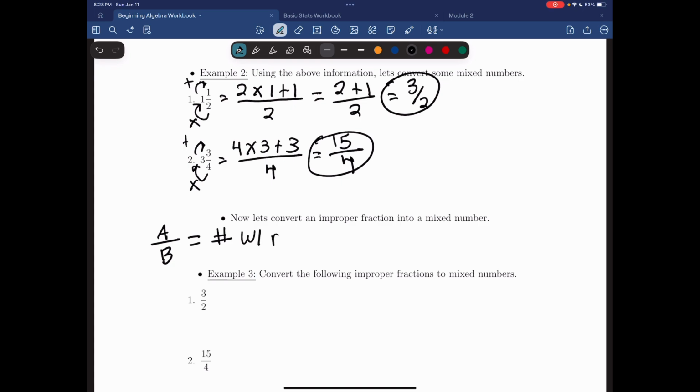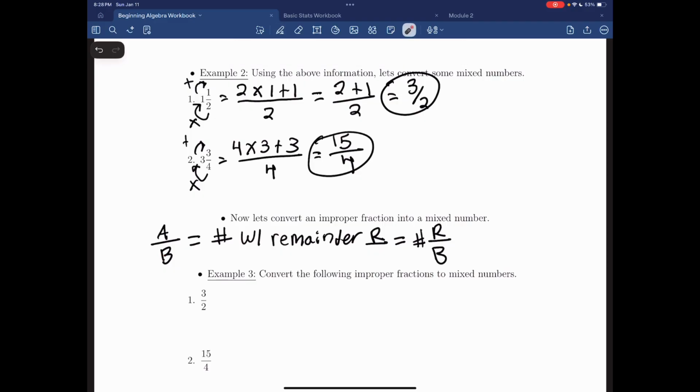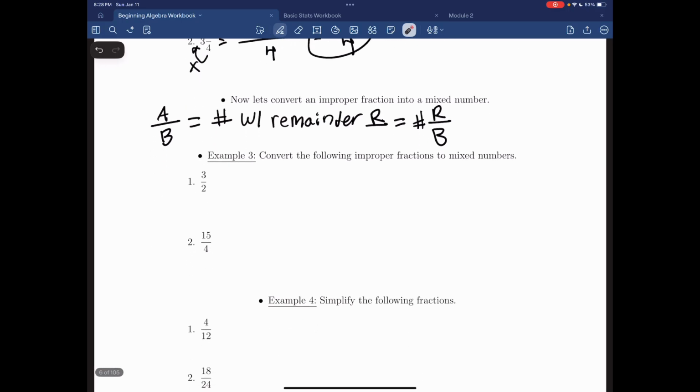With remainder, and your remainder, let's say the remainder is r, your fraction will look like this. So you have your whole number next to it, and then you're going to have your remainder over b, your original denominator. Now, this is confusing. Let's work through some examples, and it should clear it up for you.